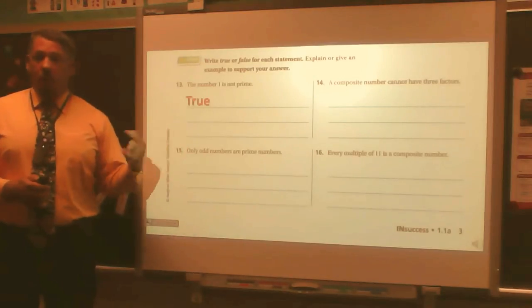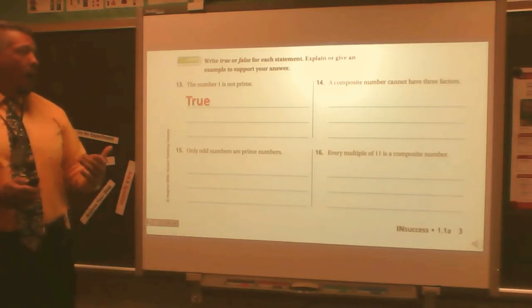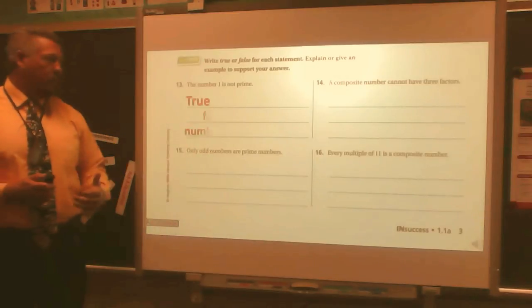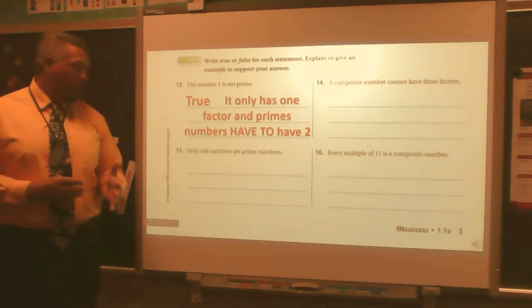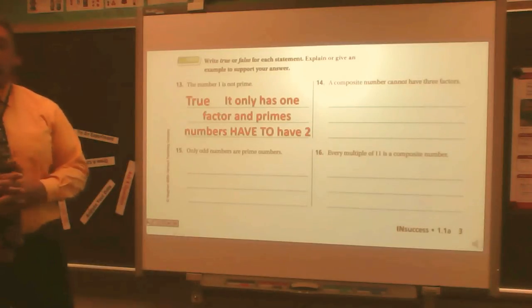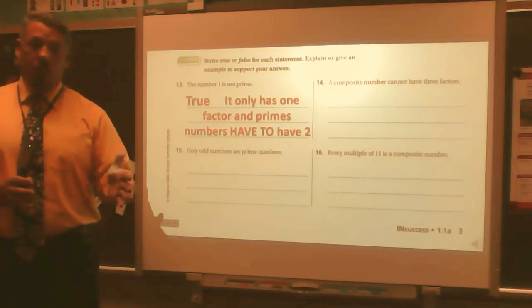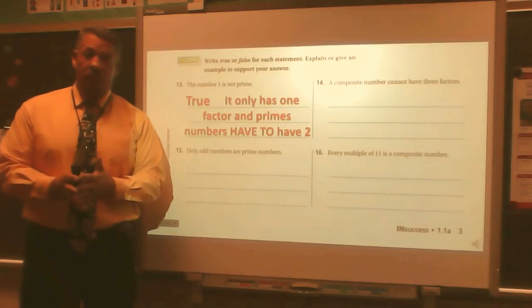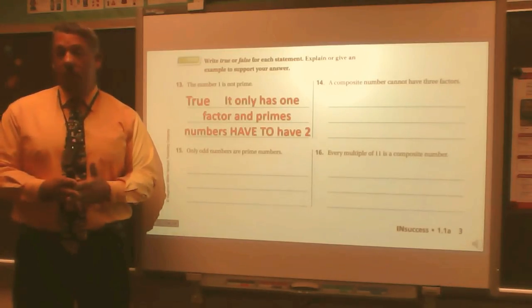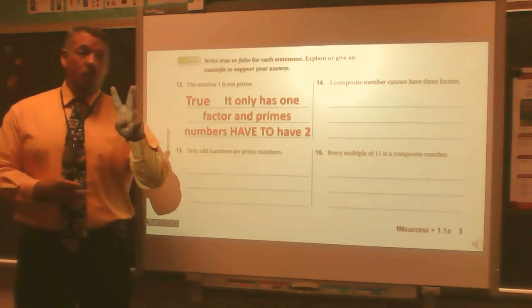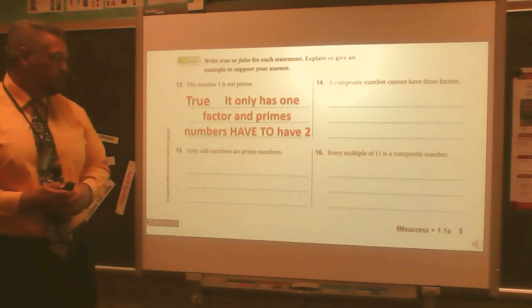It is not prime. That's a true answer. How can I support my answer with that? Well, it only has one factor, and primes, should be prime numbers, have to have 2. So 1, the only factor is 1 itself. So it can't be prime because by definition, a prime number must have 2 factors to it.